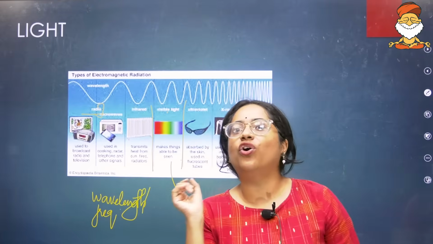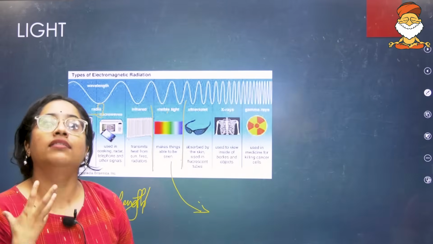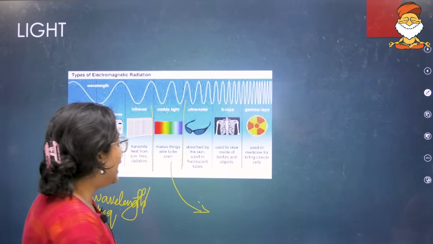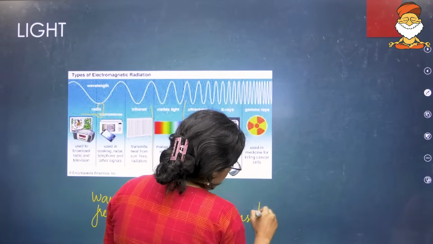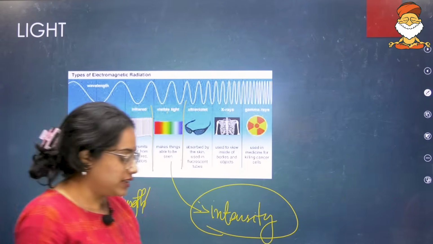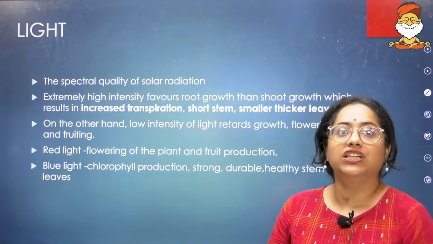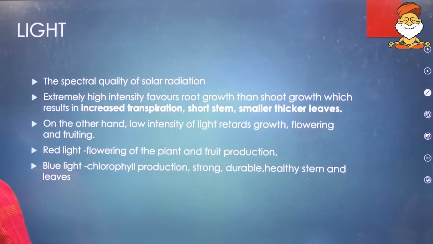So there you do not generally use wavelength or frequency category. Here, one thing that becomes very important is the intensity of light. Based on both of these factors, we have a few effects on the plant condition. Let's have a look now.